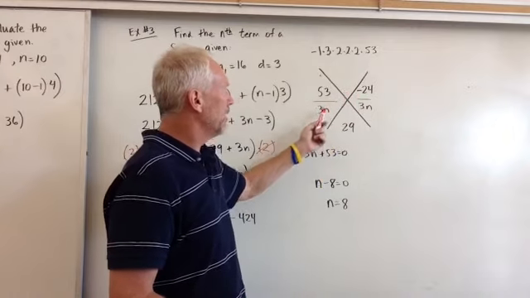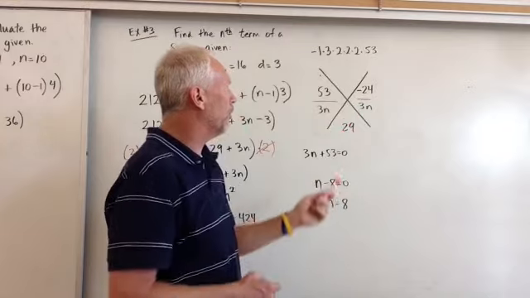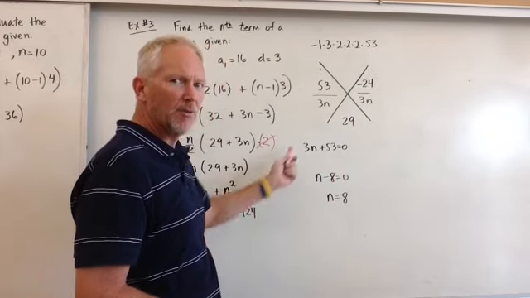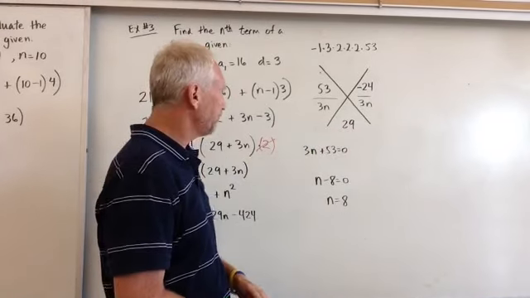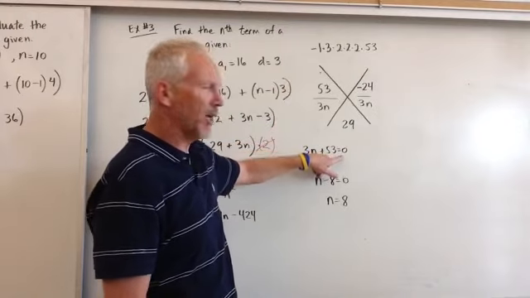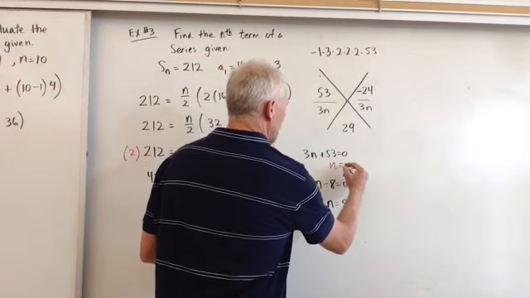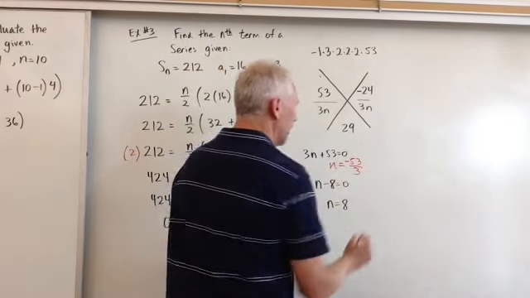Now what were the factors? Well, 53 times negative 24 is negative 424. At the same time, it also adds to positive 29. So we bring out 3n plus 53. We set it equal to 0. We will get n is equal to negative 53 over 3.